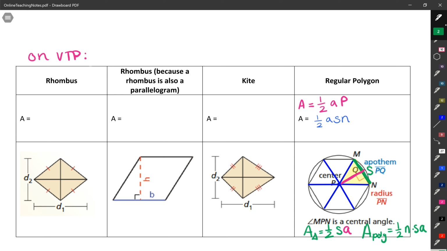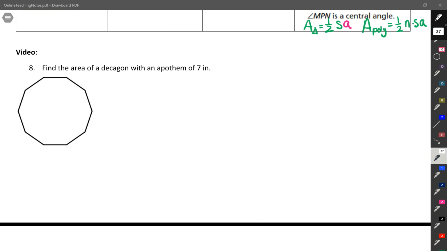So let's look at a couple examples of putting the area formula to use. So example number 8, it says find the area of a decagon with an apothem of 7 inches. So I'm going to draw in my apothem. My apothem goes from the center. It is perpendicular to one of the sides. And we also said that it will bisect that side. So let me put a little tick mark and a tick mark because those two are congruent. It says that that apothem is 7 inches. So this is 7 inches.